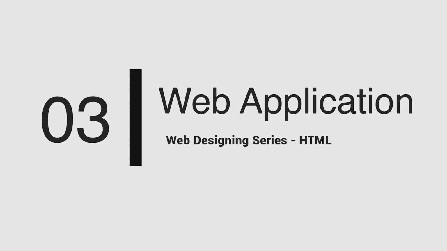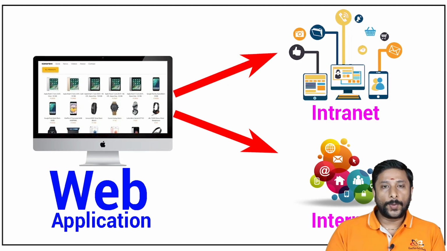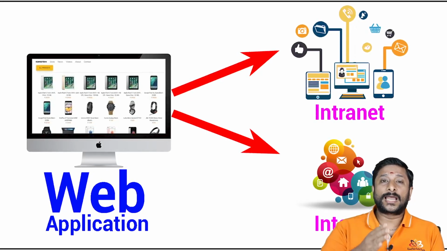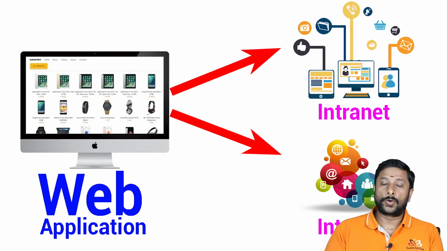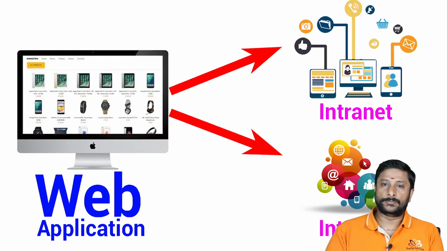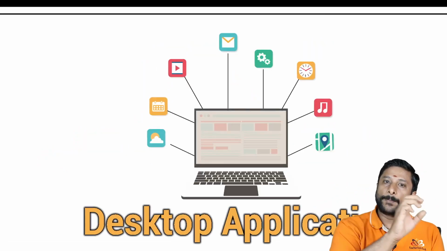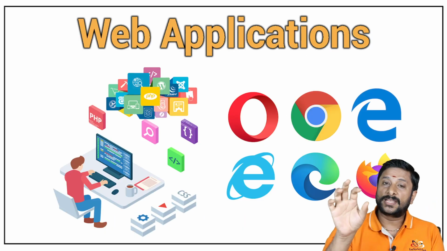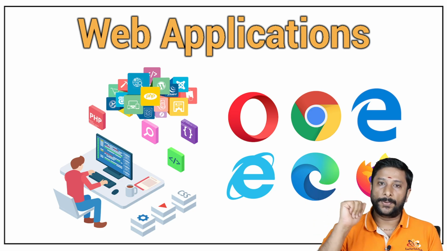Web design series, HTML, third video: what is a web application? A web application is nothing but an application which can be exposed and run in the internet, or it can be in an intranet also. If we talk about applications, they are classified into two major areas. The application running on the desktop is called a desktop application, and the application running on the web via the browsers is called a web application.